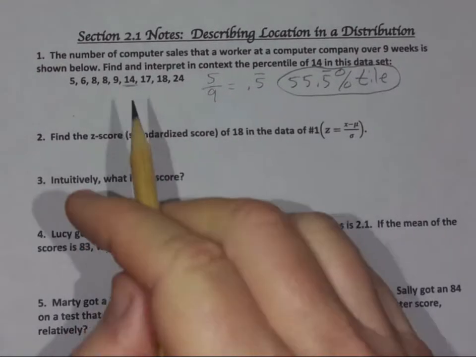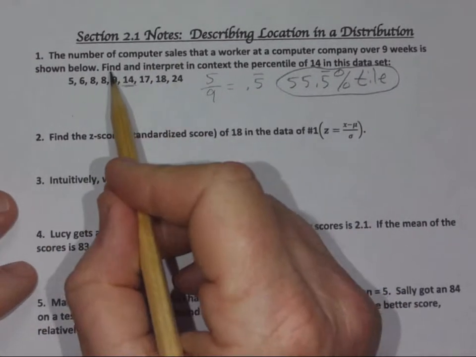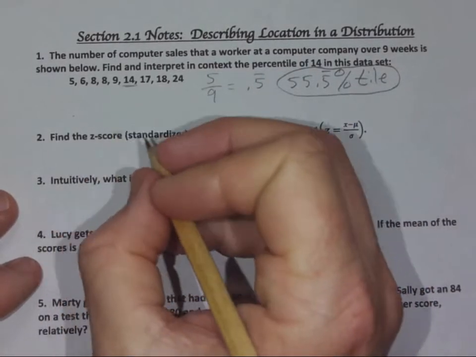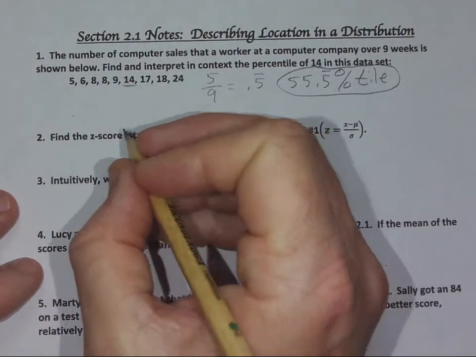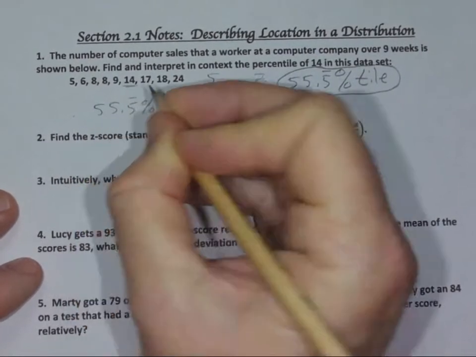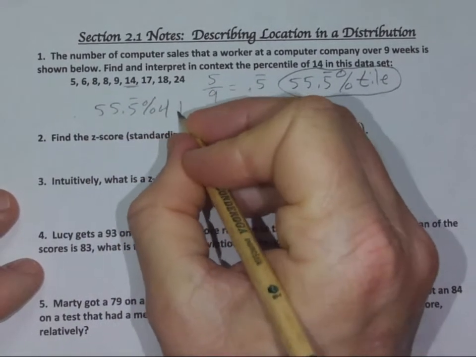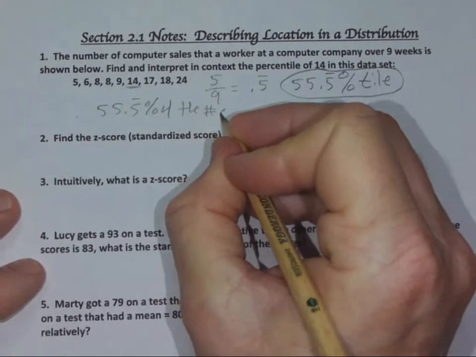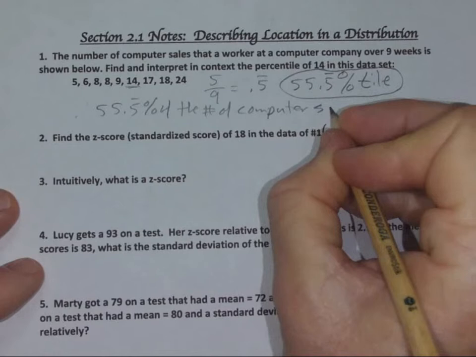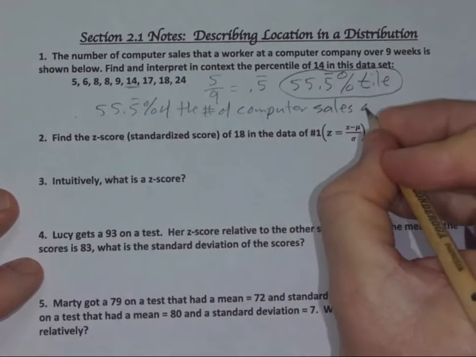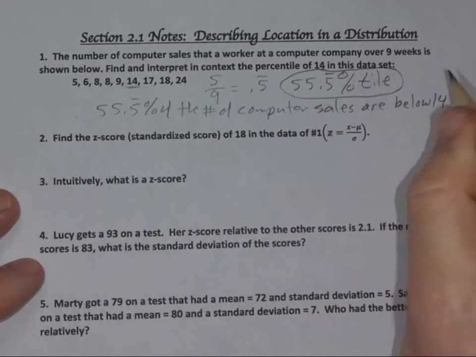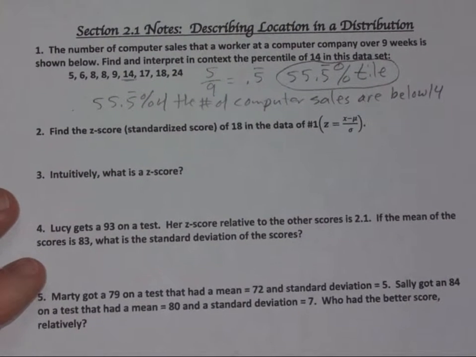It says to interpret it, so that was finding it. Interpreting its meaning, it means 55.5 repeating percent of the number of computer sales are below our value, below 14. So that is interpreting the meaning of a percentile.